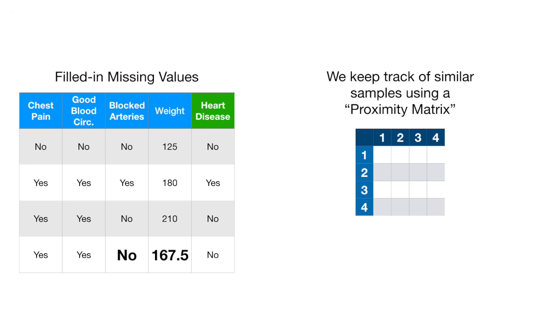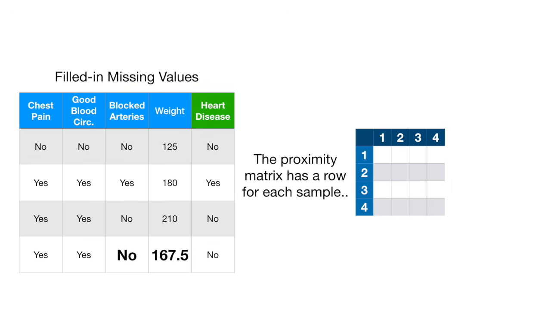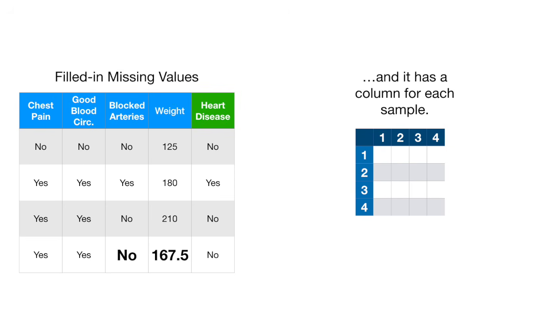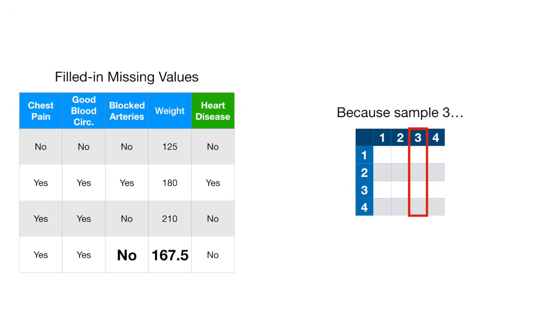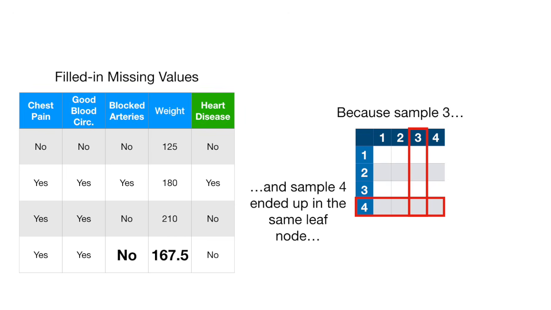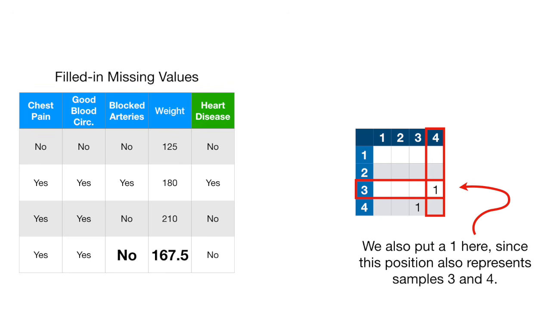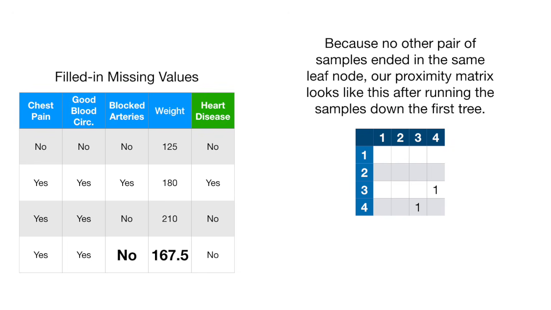We keep track of similar samples using a proximity matrix. The proximity matrix has a row for each sample, and it has a column for each sample. Because sample 3 and sample 4 ended up in the same leaf node, we put a 1 here. We also put a 1 here, since this position also represents samples 3 and 4. Because no other pair of samples ended in the same leaf node, our proximity matrix looks like this after running the samples down the first tree.